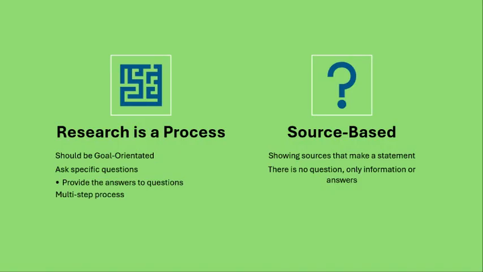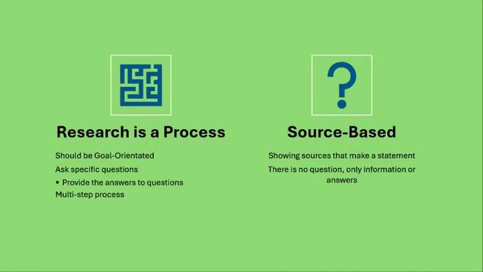Research is goal-oriented, and it also should ask specific questions. If you remember, last time we talked about some of those questions: the who, what, when, where, why, how. Those are the early levels of those specific questions. How did this happen? Why did this happen? When did it begin? Those are specific questions, and research should be asking them. And honestly, you should be providing the answers to those questions when you find them.